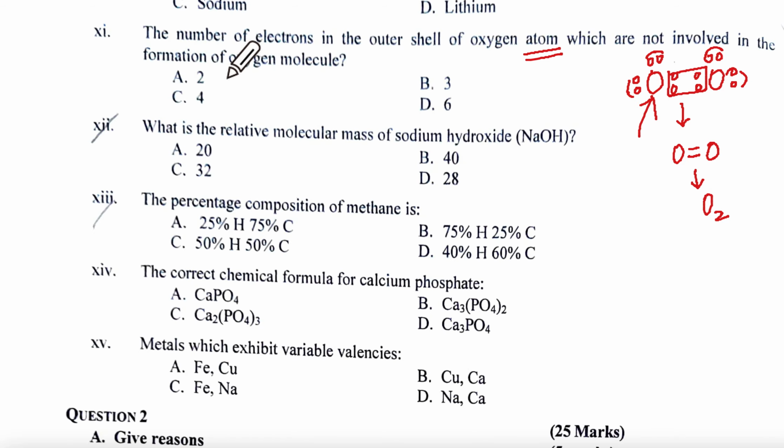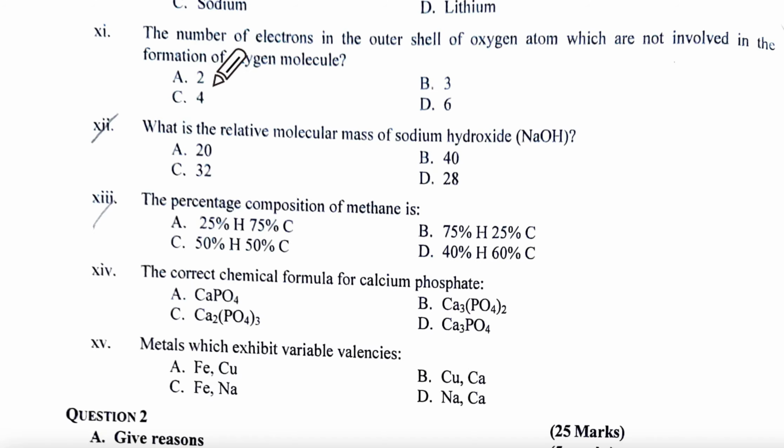So it will be 4, but supposing that the question had been changed to number of electrons in the outer shells of oxygen atoms. Okay, if they had said atoms in the formation of molecule, then there would be 8 electrons. Understood the difference, right? Yes, ma'am. Because 8 is not in any of the options.